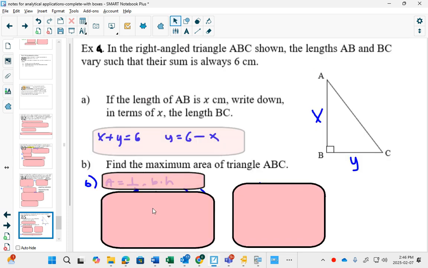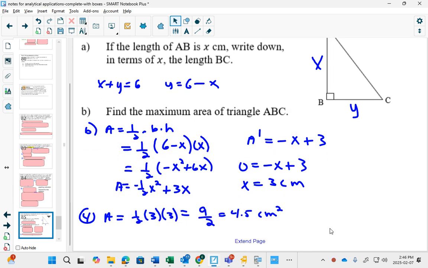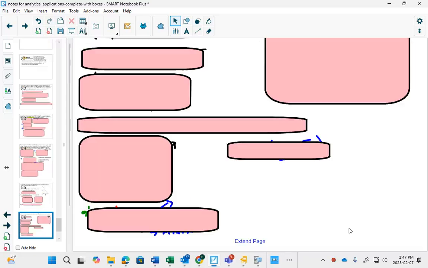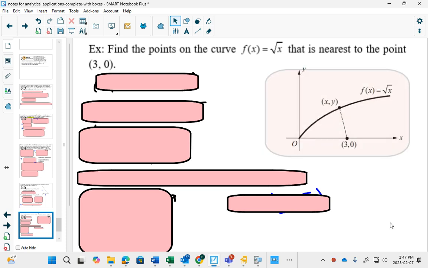All right, here are the answers. So you can check if you got it right. This is kind of fun. I think it's kind of fun.